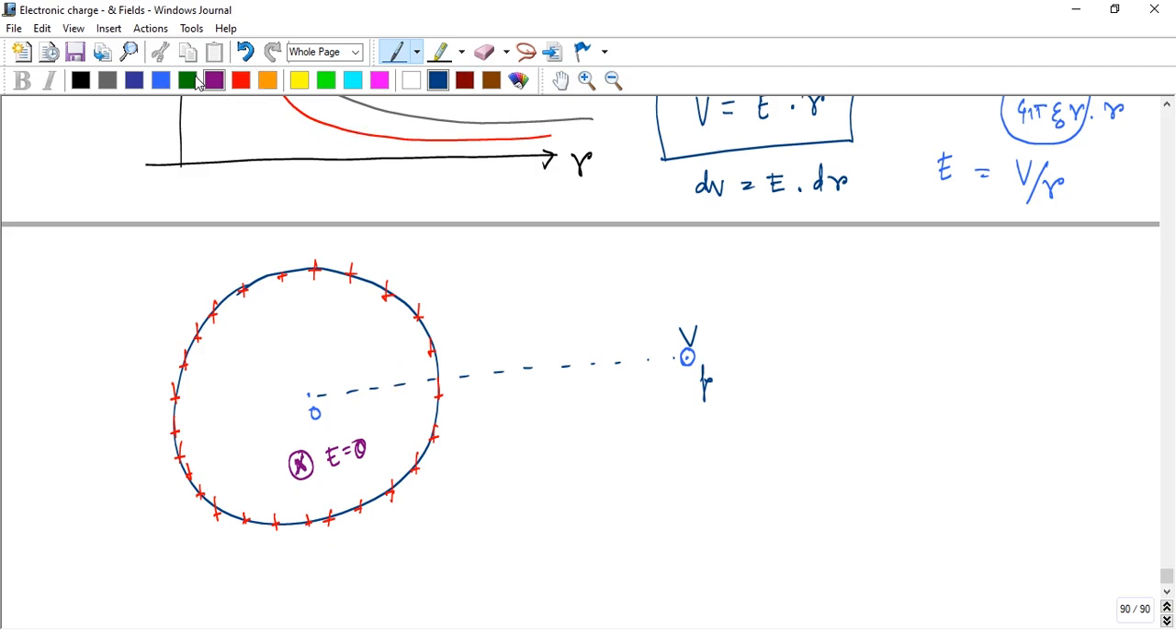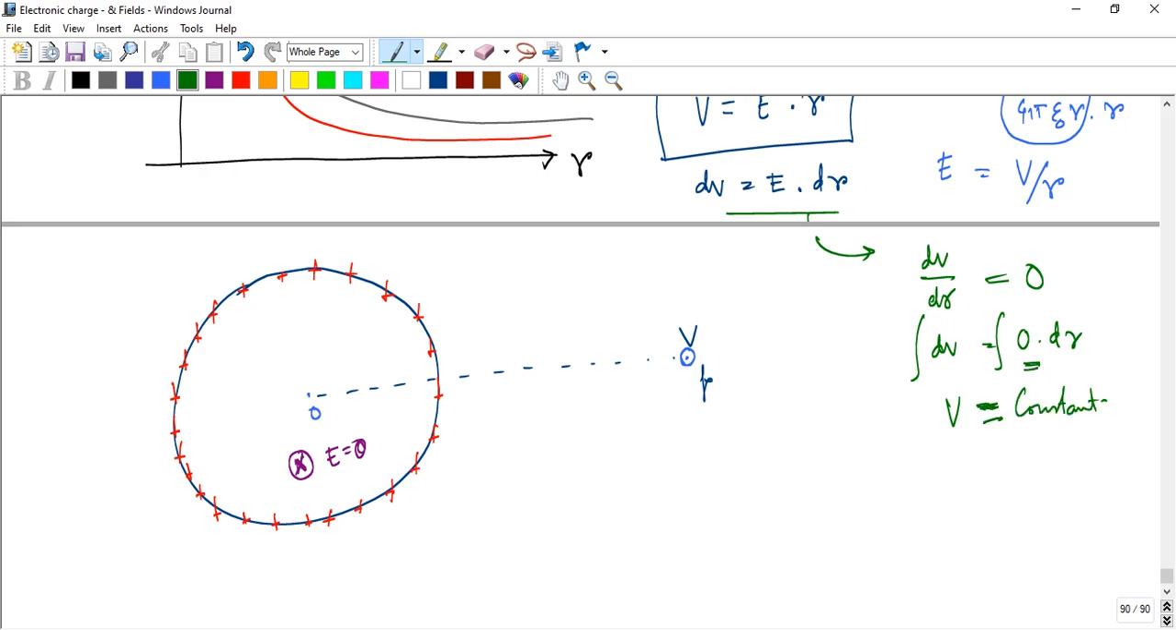Electric field inside is 0. Suppose the electric field inside is 0, that is dV by dr equal to 0. So dV equals 0 dr. So integrating 0, we get a constant. So inside the sphere we get a constant potential, the same potential value at every point inside.